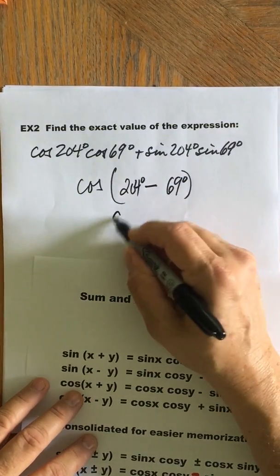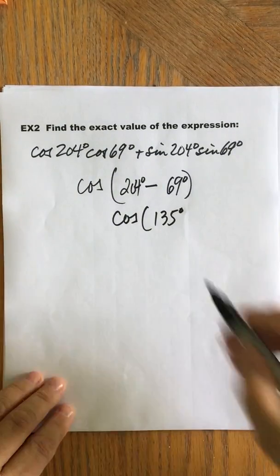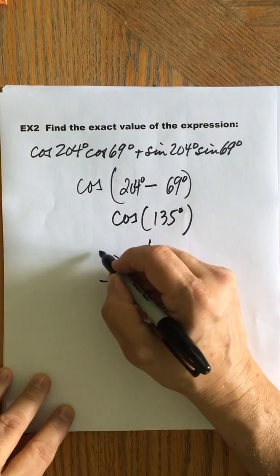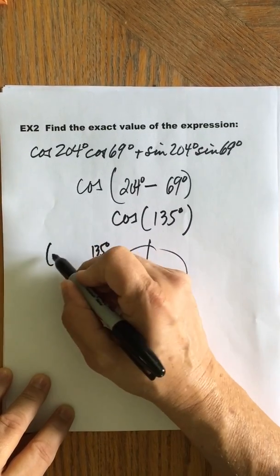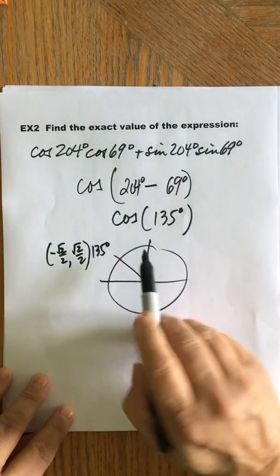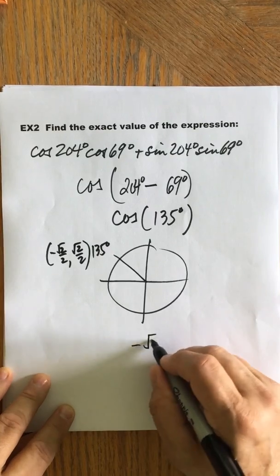So you go ahead and just subtract these. That's cosine of 135. And now we just evaluate cosine of 135. Okay, well, 135 here, coordinates are negative square root 2 over 2 and then positive square root 2 over 2. And I want the cosine, which is the x coordinate. So that's going to be negative square root 2 over 2.